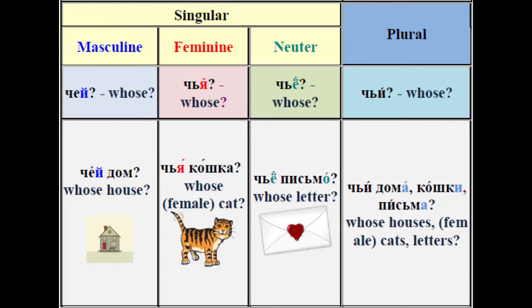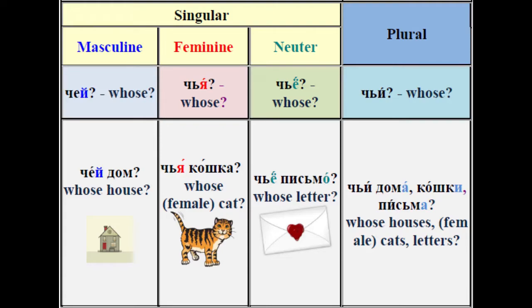For example, whose cat? Чья кошка? If the noun is neuter, then the question whose will sound like чьё. For example, чьё письмо?